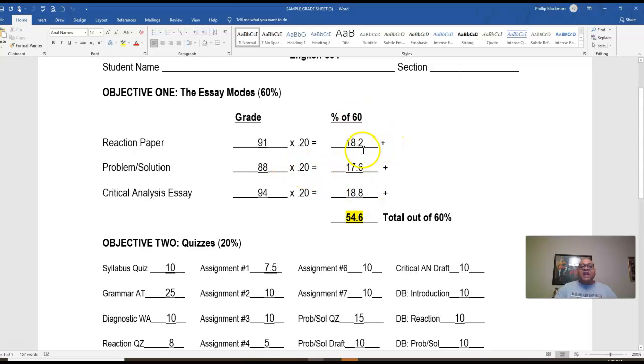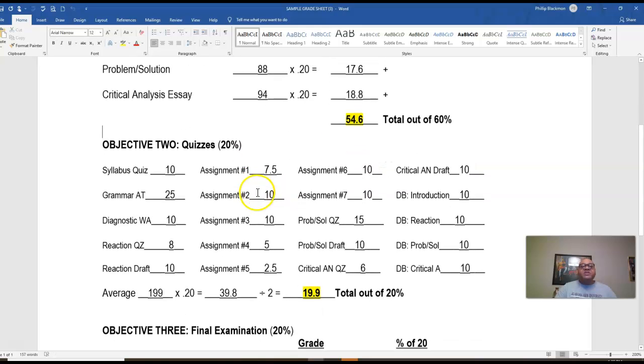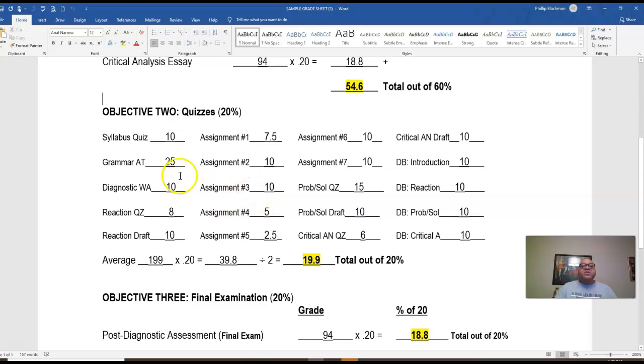We're going to just add these three up. 18.2 plus 17.6 plus 18.8 equals 54.6. So how well did you do in this objective? Out of 60%, you got 54.6%. For objective 2, you have 20 quizzes, assignments that were due this semester.